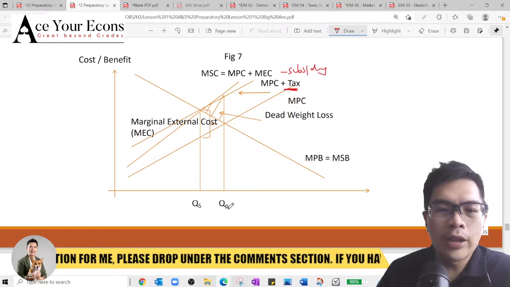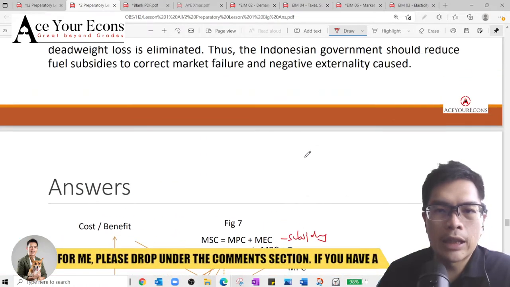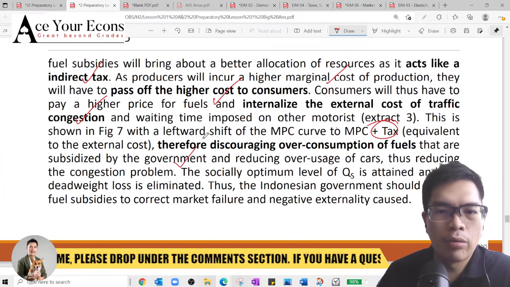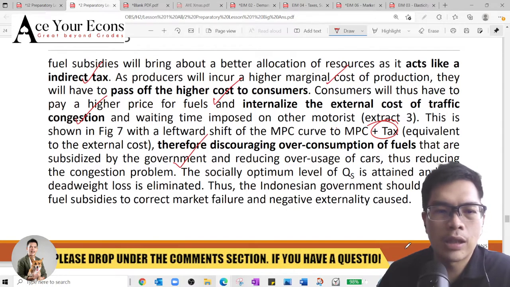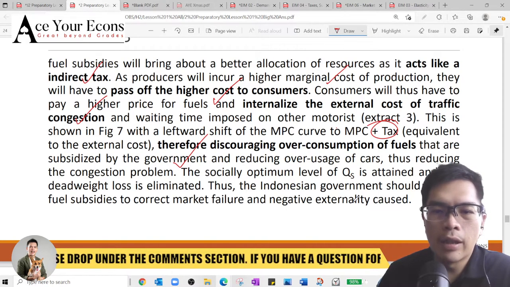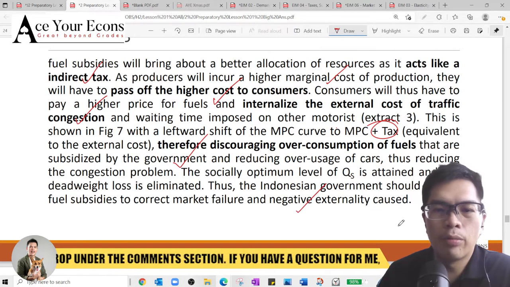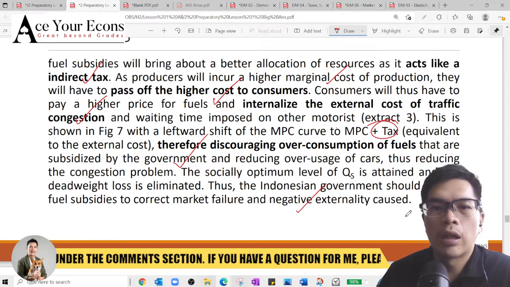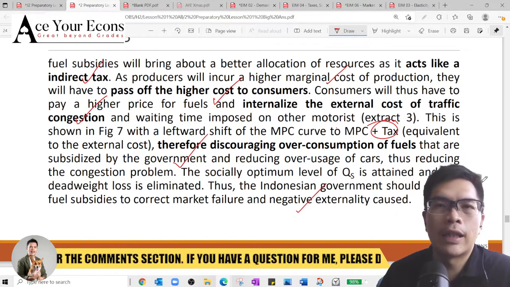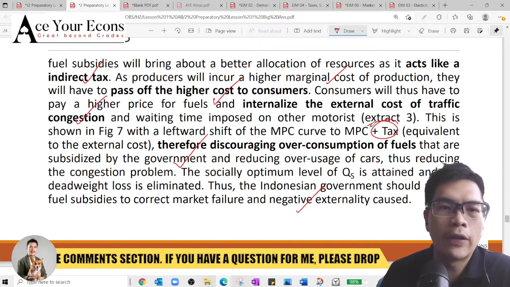So you force the consumers to internalize the external cost, and they will reduce consumption to the socially optimal level at QS. Then the Indonesian government can reduce the effects of negative externality and achieve allocative efficiency.